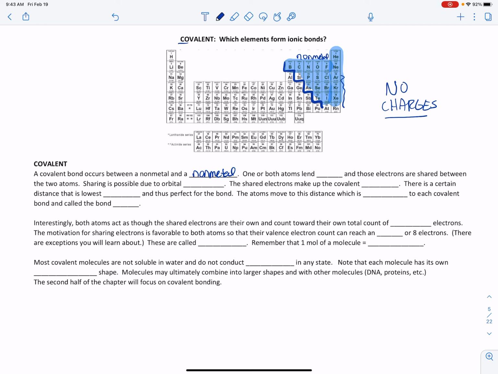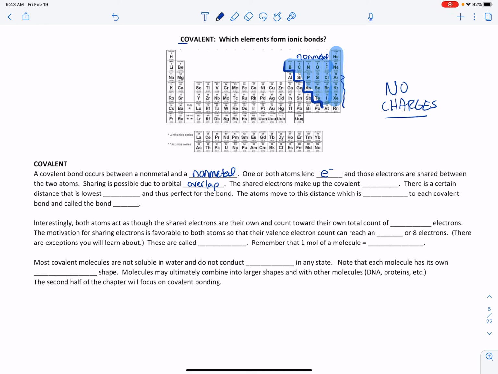One or both atoms lend electrons, I'm going to use an e with a minus, and those electrons are shared between the two atoms. You'll find this out in Chapter 5. There's this word called orbital overlap, and it just means that, remember, we learned that electrons are hanging out in these orbital spaces, and they're flying around really close. So if one electron's orbital space from one atom gets really close and starts to overlap with another's, they can jump into each other's space. That's kind of how you can think of it.